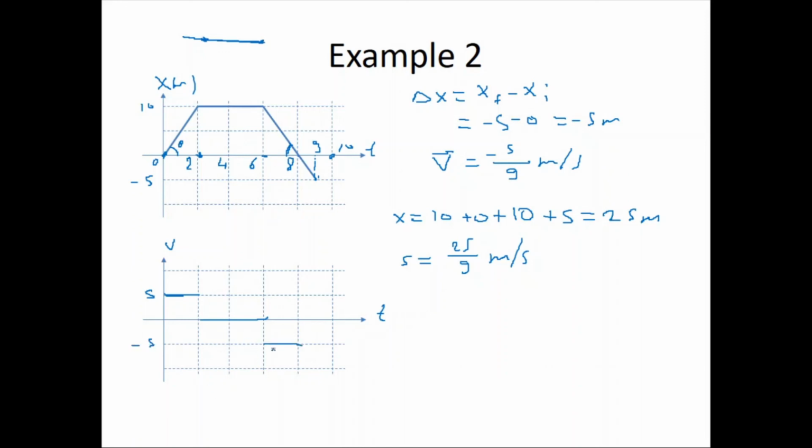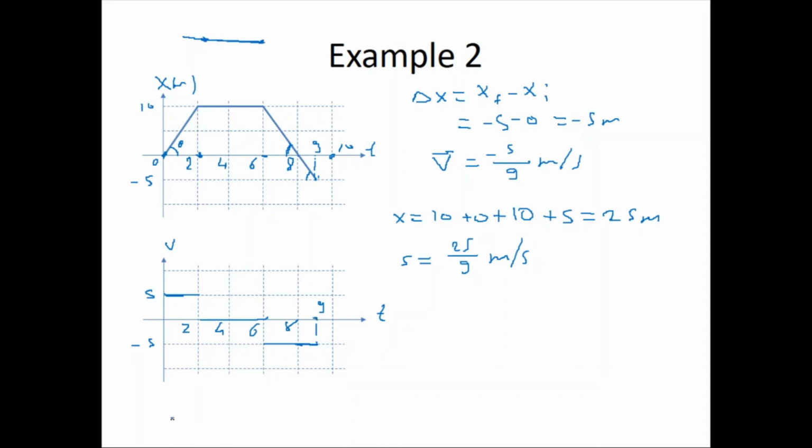This is negative 5. Then finally, the object is again moving toward the negative direction, so these two angles are equal to each other, and their tangents are equal to each other. It means the velocity is the same. So this is going to be the velocity up to the 9th second. This is 2, 4, 6, 8, and this is the 9th second.